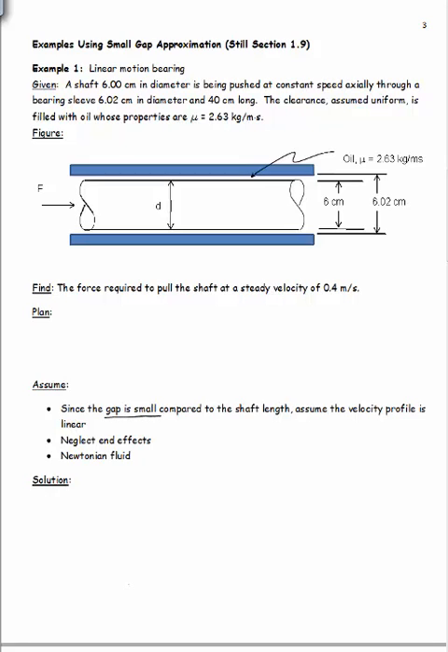Okay. What we're going to try to find is the force to push that shaft at a steady velocity, so it's not accelerating, of 0.4 meters per second. So let's call that U. All right. And just so we don't have to immediately plug in numbers, let's make this length L, and we're given this length is 40 centimeters up here. And I'm going to want to use an R here, call it R1 instead of a diameter, just to make my life a little bit easier.